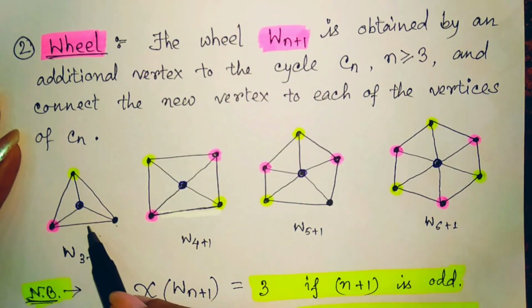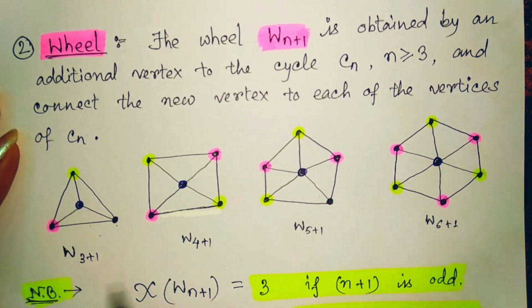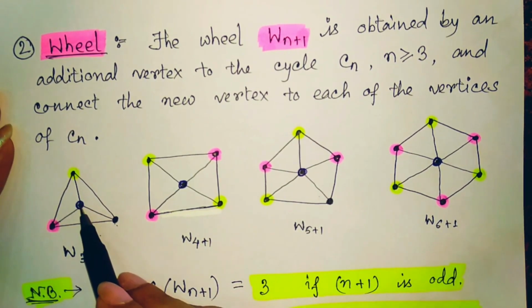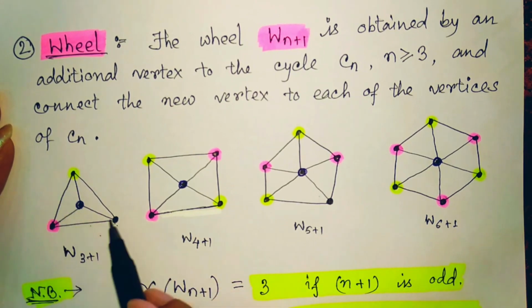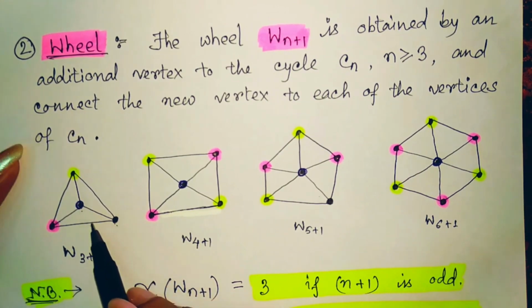So here now 4 vertices, here 5 vertices, here 6 vertices, and here 7 vertices. So already we require 3 colors to color this graph. If we put this one, and this one is adjacent to all of those, we require one extra color to color this graph. So we require a total of 4 colors to color this one.